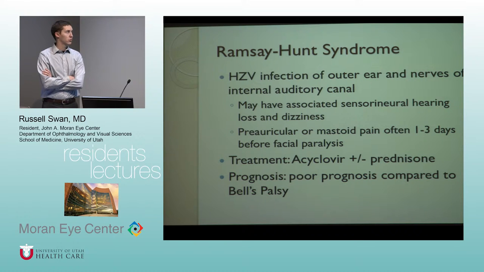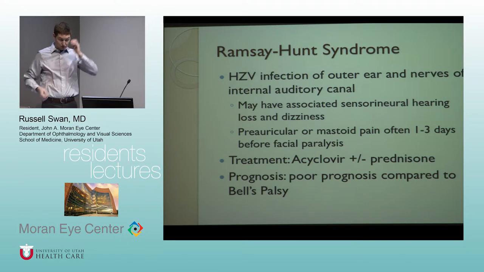Usually the vesicular rash will be in the auditory canal, and they oftentimes will present similar to zoster elsewhere, where they'll have pain first before they'll have the associated signs and symptoms of the vesicular rash. They may also have sensorineural hearing loss and dizziness as well. And obviously you treat with acyclovir.